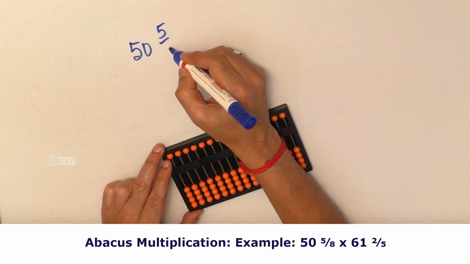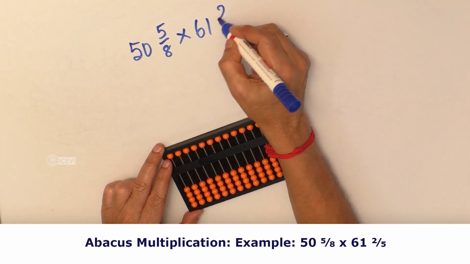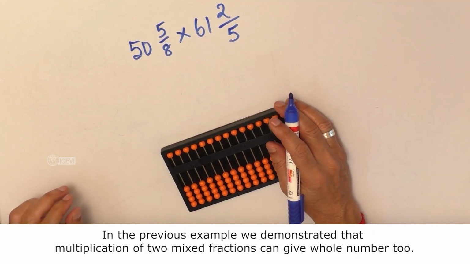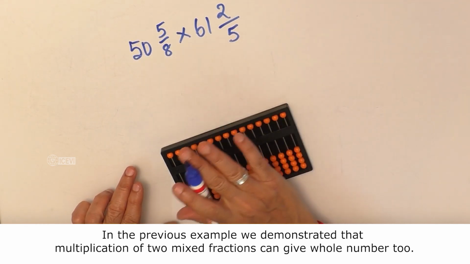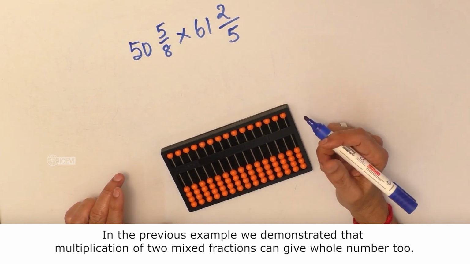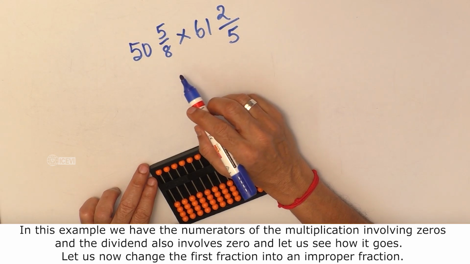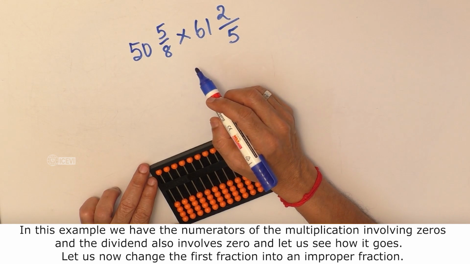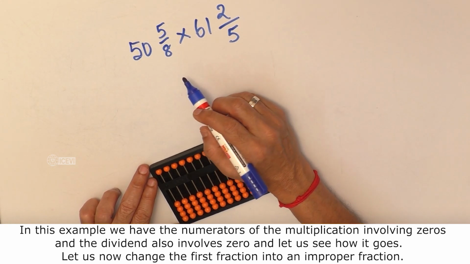55 by 8 multiplied by 61 2 by 5. In the previous example, we demonstrated that multiplication of two mixed fractions can give a whole number 2. In this example, we have a numerator of the multiplication involving 0 and the dividend also involves 0, and let us see how it goes.